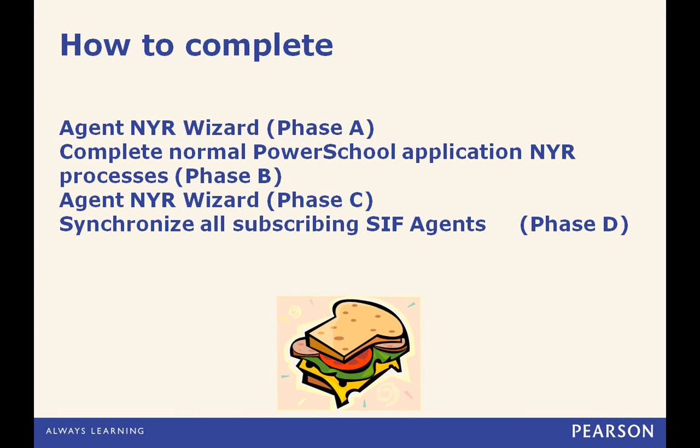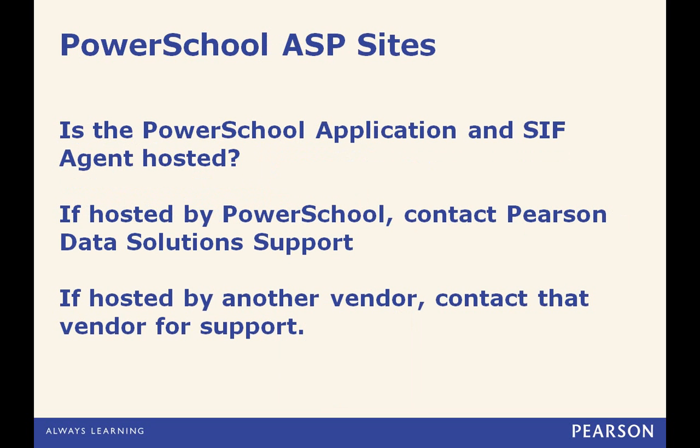Second, you will complete the final New Year Rollover process with the PowerSchool application, or in other words, Phase B. Lastly, you'll come back to the PowerSchool SIF Agent's wizard and select It's the Beginning of the New School Year, or Phase C. Select the appropriate year range and follow the prompts to complete. Once you have completed Phase C, you can move on to Phase D, which is to synchronize all subscribing SIF agents.